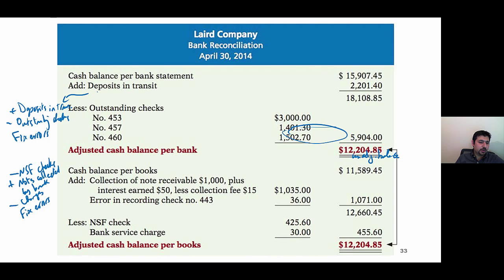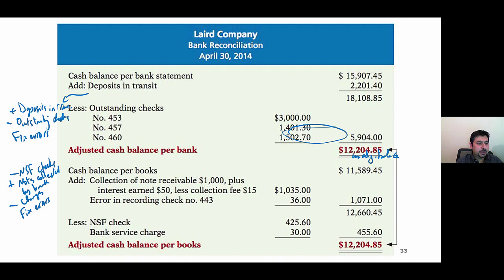So when we look at the two amounts here, we see that the company's reconciliation was in fact in order. The records of the company were in fact in order.